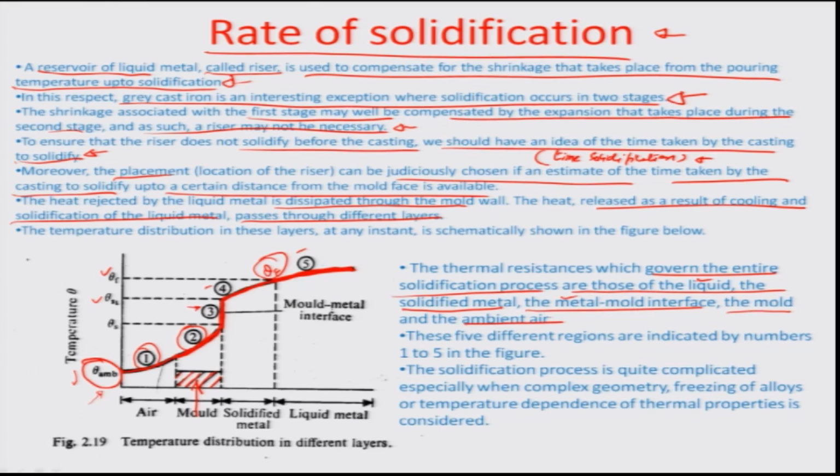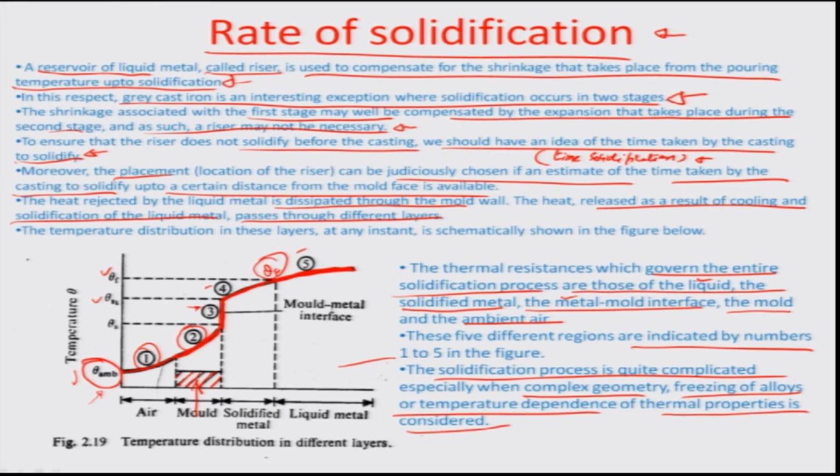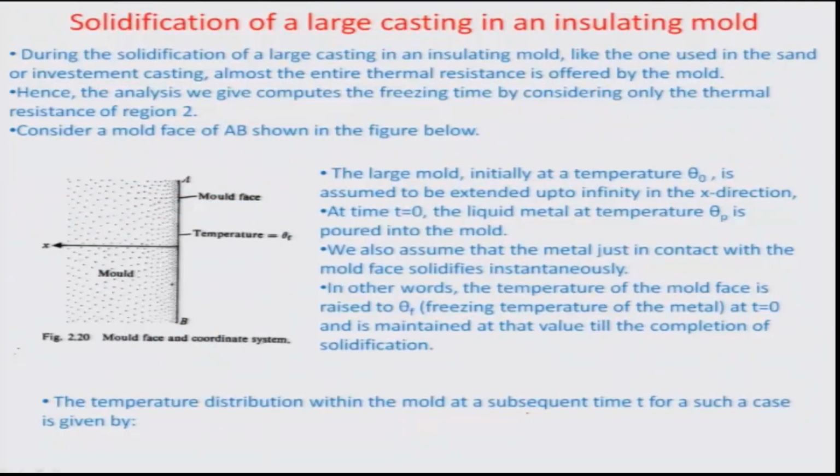Okay. So, the 5 different regions are indicated by numbers 1 to 5 in this curve here, and obviously the solidification process is quite complex, especially when complex geometry, freezing of alloys or temperature dependence of thermal properties is considered. So, having said that, let us now look at a simple example of how to calculate the temperature loss.